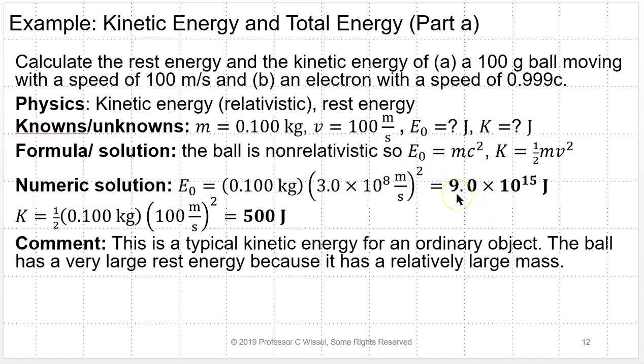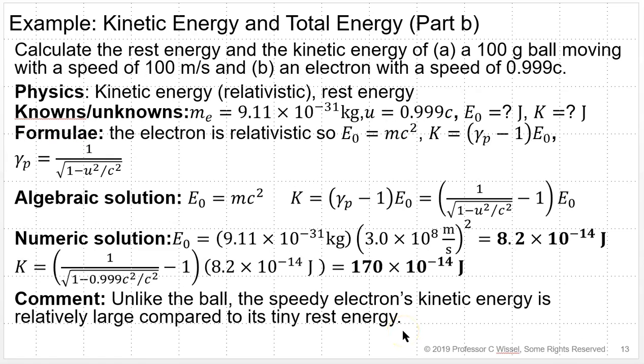And that ends up being 9 times 10 to the 15th joules. That's relatively large because it has a fairly large mass. The kinetic energy is 1/2 mv squared, or 1/2 times 0.1 kilograms times 100 meters per second squared. This ends up being only 500 joules. This is typical kinetic energy for an ordinary object. The ball has a very large rest energy because it has a relatively large mass, but it isn't moving very fast, so the kinetic energy is relatively small.